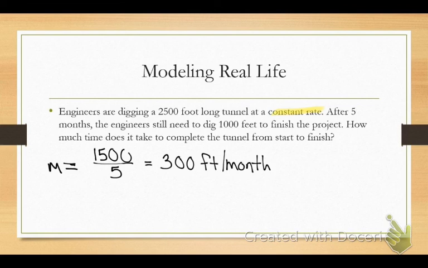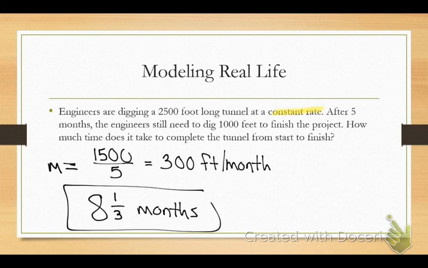Okay? So if they're digging 300 feet per month, I can come back up here and I can say, well, my final amount was 2,500, so I can divide 2,500 by 300, and it's going to be 8 1/3 months, okay, or about 8 months and 10 days, roughly. Okay, so I just go back and I divide the 2,500 by my rate to find 8 1/3 months.